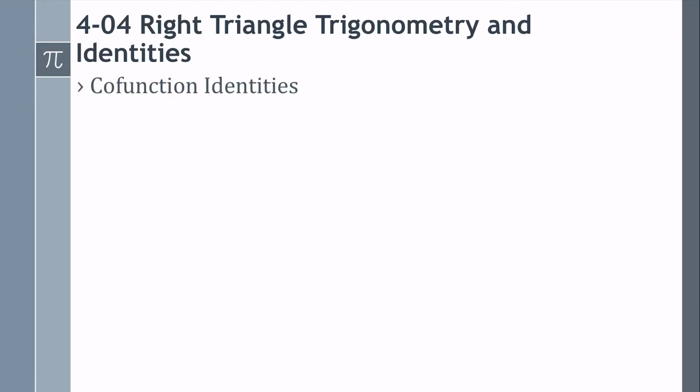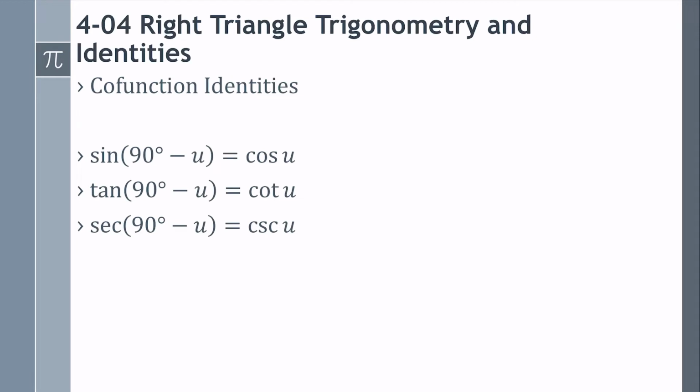There were some more identities. We have the co-function identities. If you're wondering why we have a sine and a cosine, a tangent and a cotangent, well, if we take a right triangle, we call one angle u. Well, the two acute angles in a right triangle are complementary. They add up to 90.